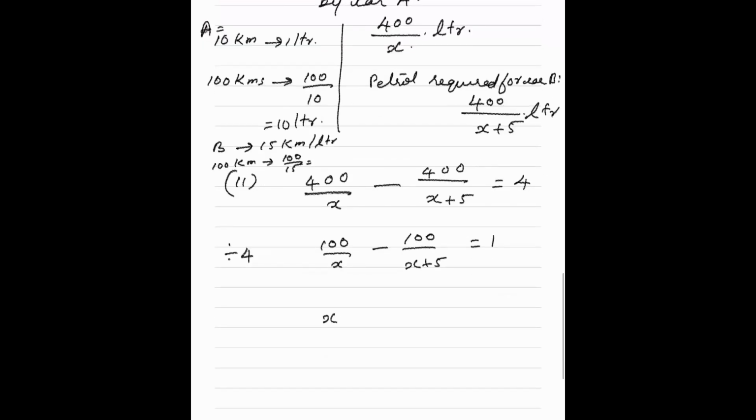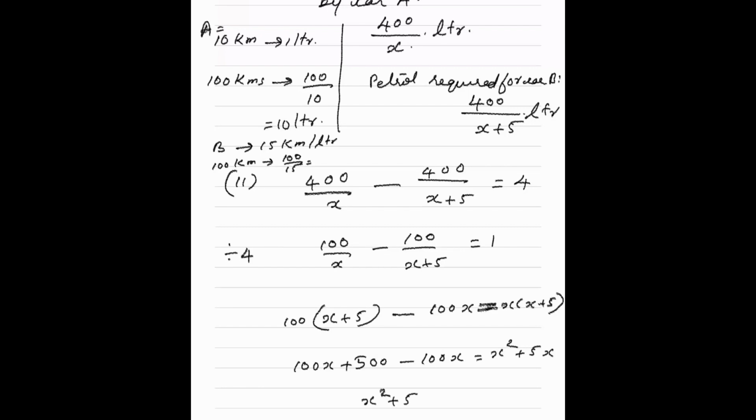Cross multiply, you have x plus 5 into 100 minus 100x equal to x into x plus 5. This gives me 100x plus 500 minus 100x equal to x square plus 5x. Now 100x and 100x will get cancelled out. You are left with x square plus 5x minus 500 equal to 0.